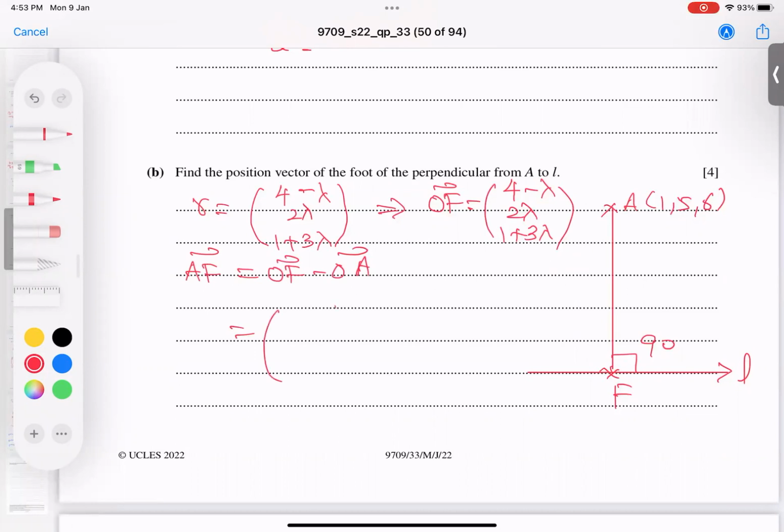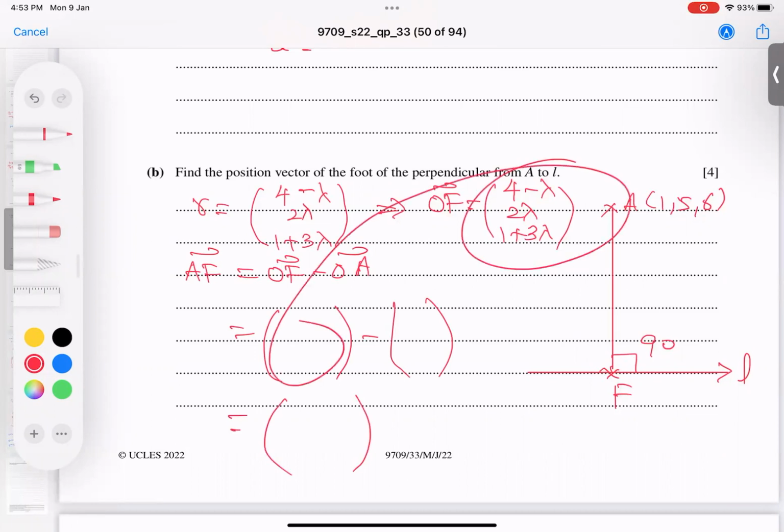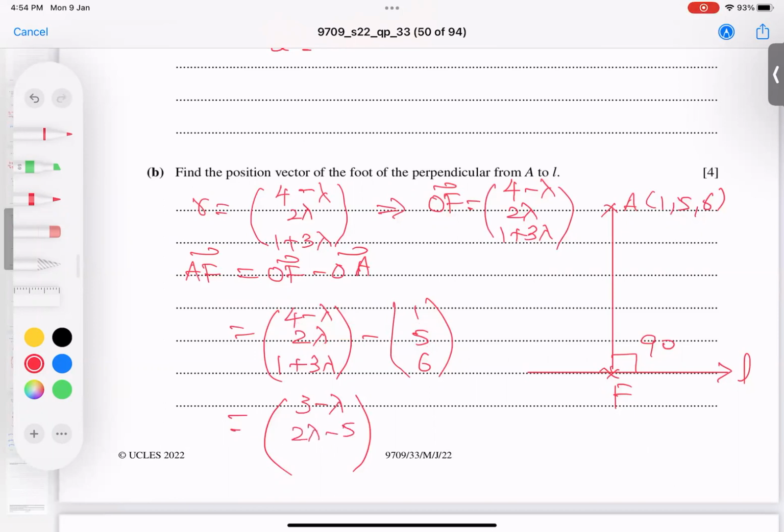And OF is here and OA, and then I will get final AF from here. So OF is, I'm writing here, 4 minus lambda, 2 lambda, 1 plus 3 lambda. And OA is actually 1, 5, 6. So when I subtract, 4 minus lambda minus 1 is giving us 3 minus lambda. And this minus that gives you 2 lambda minus 5, or you write minus 5 plus 2 lambda, same story.